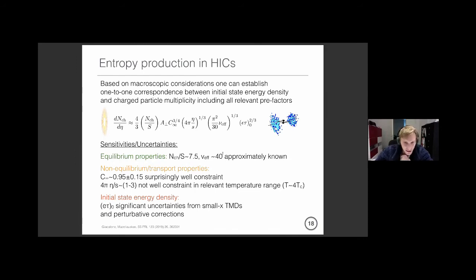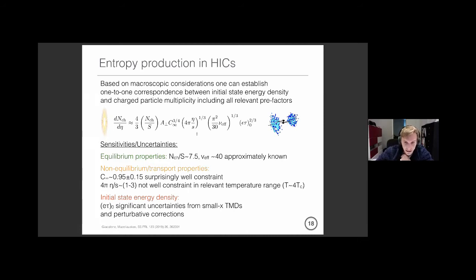Now there are other things that you know. You need to know the size of your system, of course. This we also know at the very beginning, right? That's essentially given by the overlap area of nuclei. That's fine. But then the non-equilibrium and transport properties, the final amount of charged particle production is extremely sensitive to those. These are characterized on the one hand in terms of this constant, which tells us how efficient different theories are in converting the initial state energy density to the energy density in equilibrium. And that's, as I said, something like roughly 1, with 15% error bars, so surprisingly well constrained actually from comparing these other things.